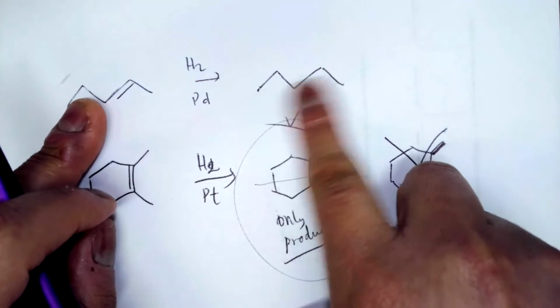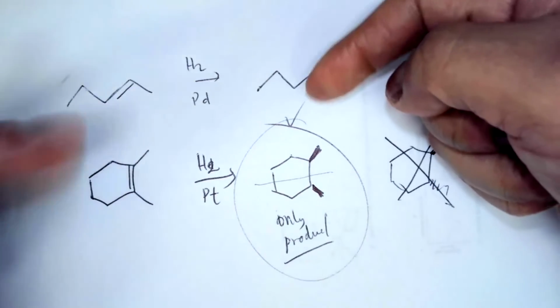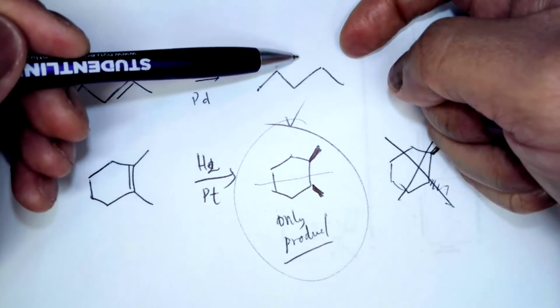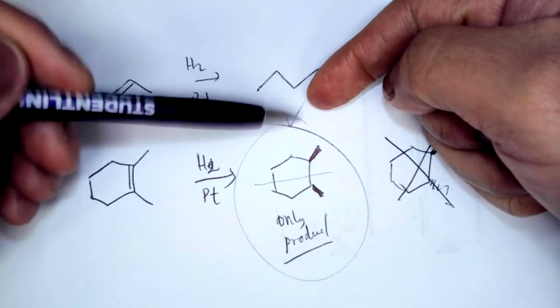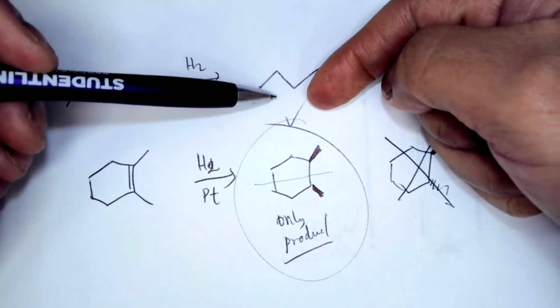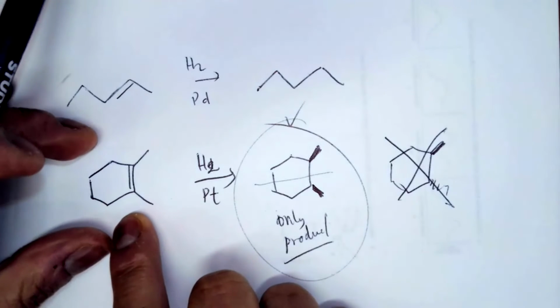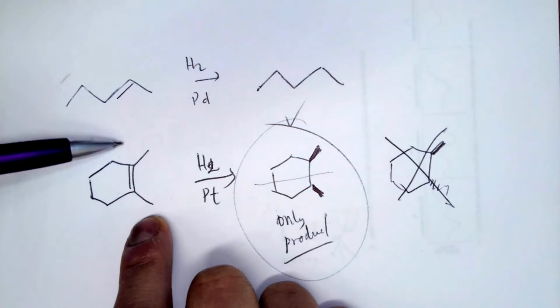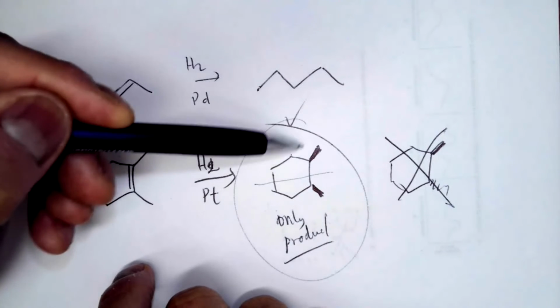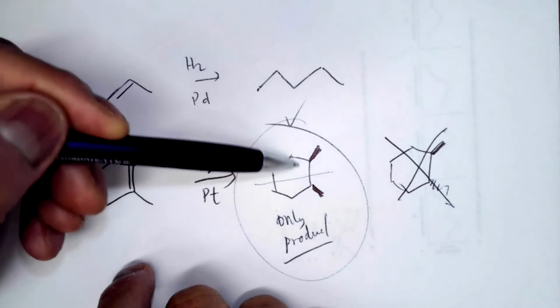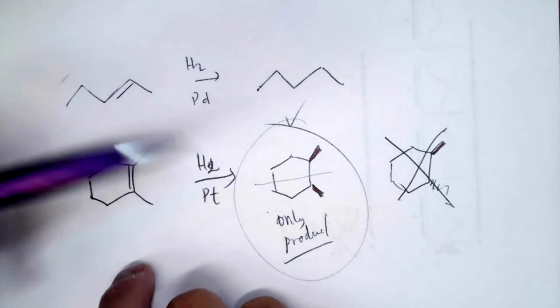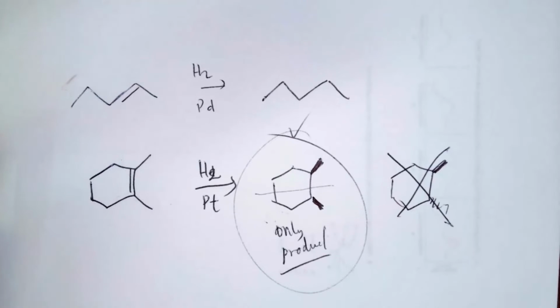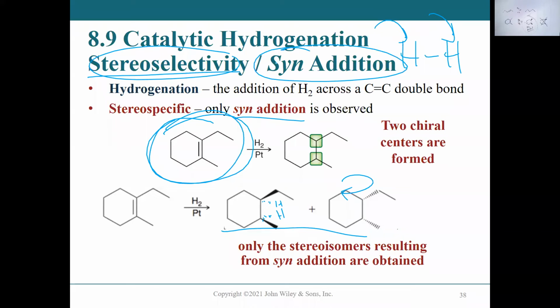Remember, all these bonds rotate. So if they are wedged, you just rotate it and they become dashed, so it doesn't really make any difference. But in a ring, it's important because you cannot rotate this bond. I cannot rotate it to make it a dash, because it's all part of a ring. So that's why in rings, it's important to preserve the stereochemistry, right?